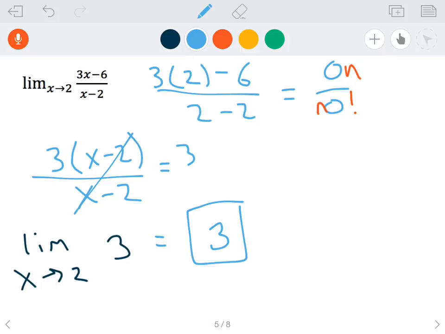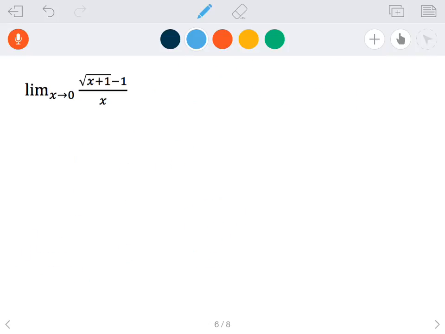It goes pretty well. But of course the problems get harder. Let's take a look at this one. The limit as x approaches 0 of the square root of x plus 1 minus 1 over x. If I plug in 0, it's always the first thing we gotta try.